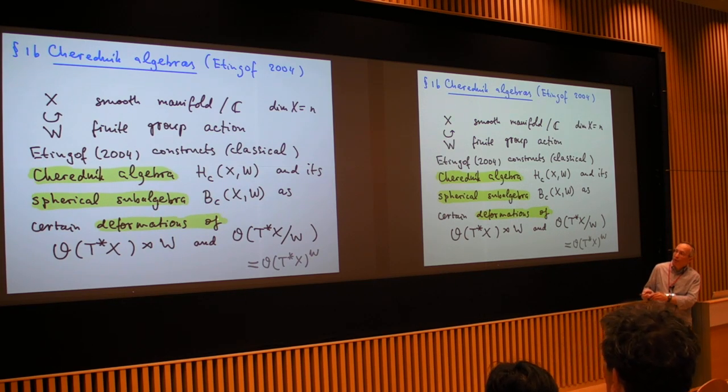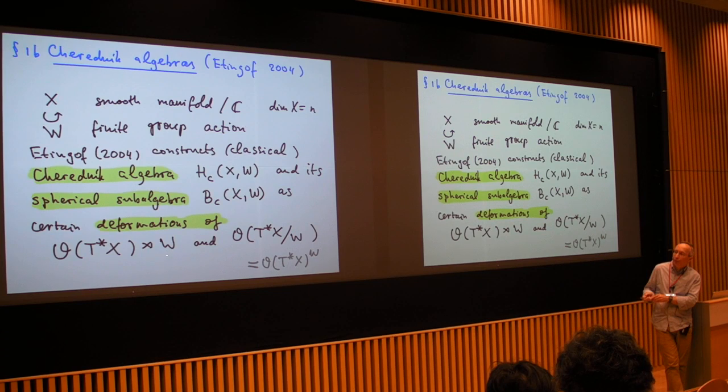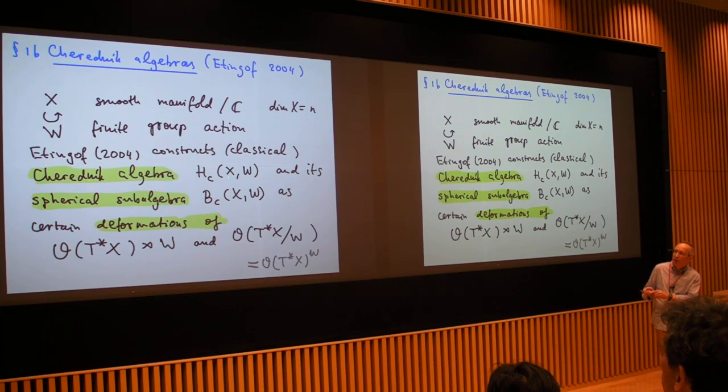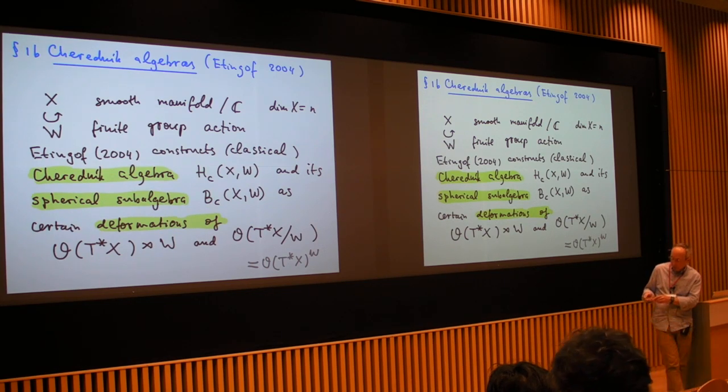So these are defined as certain deformations of, in the first case, the sheaf of functions on the cotangent bundle, semi-direct product, the cross product with the group. So this is not a commutative algebra. In the second case, you take just the orbifold, so the cotangent bundle quotient by W. Or in other words, these are just W-invariant functions on the cotangent bundle to X. And so this is a commutative algebra, and its deformation at the classical level will be this commutative algebra B_c. Okay, so that's the background.